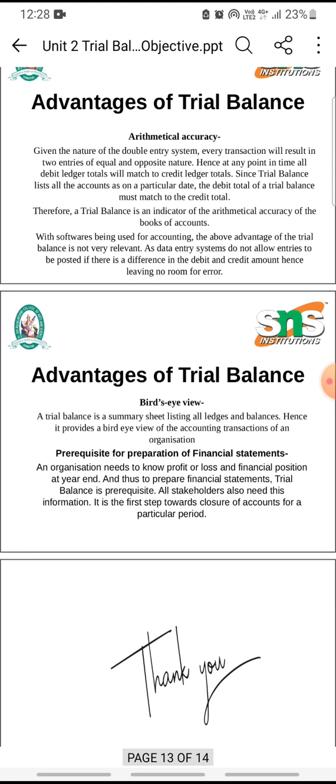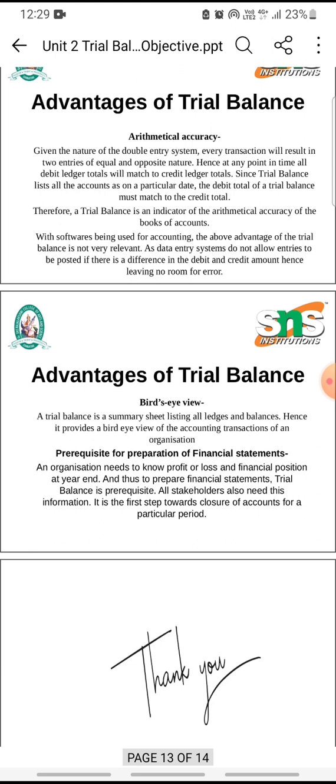An organization needs to know its profit or loss and financial position at the year end. To prepare a financial statement, the trial balance is frequently used. All the stakeholders also need this information. It is the first step towards closing our accounts for the accounting period. That's it. We have seen the trial balance.